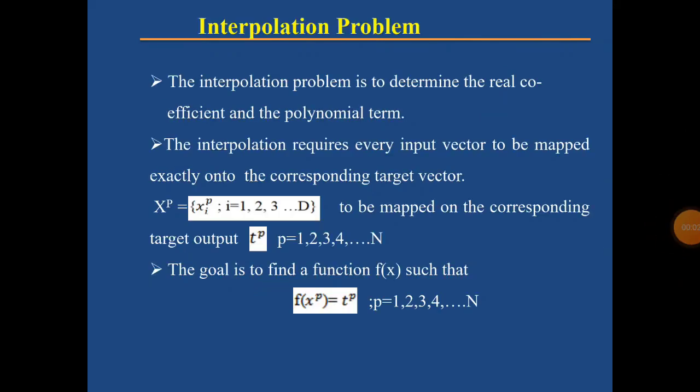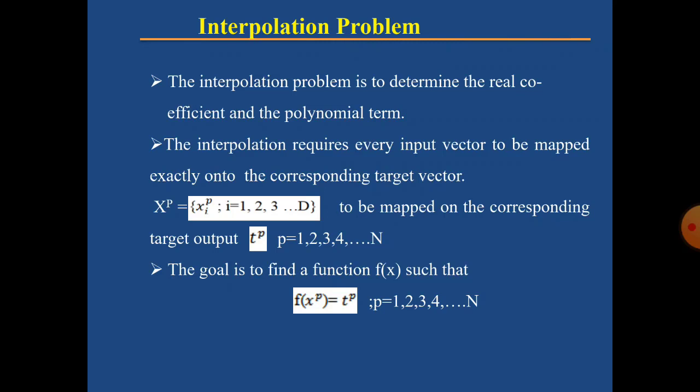Hi everyone, in this session we will discuss the interpolation problem. The interpolation problem requires every input vector to be mapped exactly onto the corresponding target vector. So if you see the input vector x_p equal to x_ip, where i equal to 1, 2, 3 and so on to d, these are the input vectors to be mapped on the corresponding target output. t_p is the target output, where p equal to 1, 2, 3, 4 and so on to n.